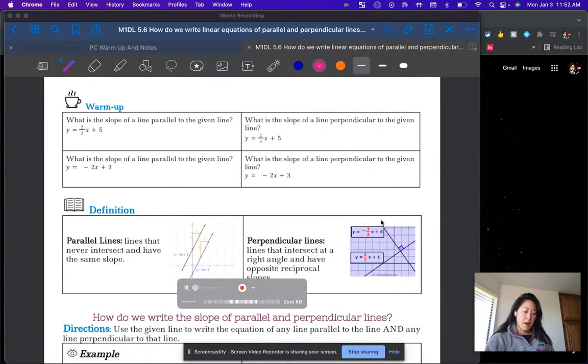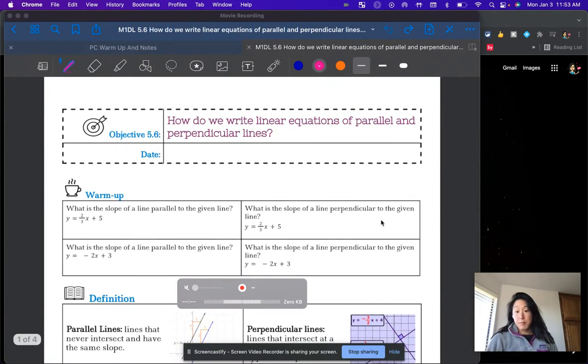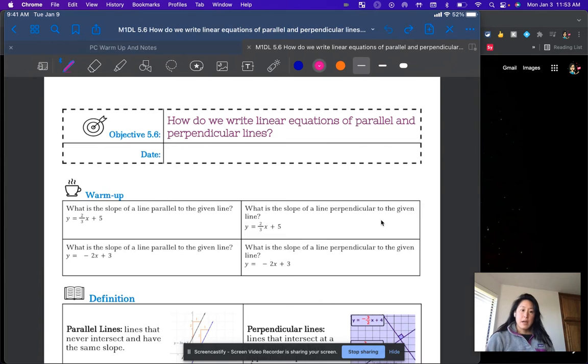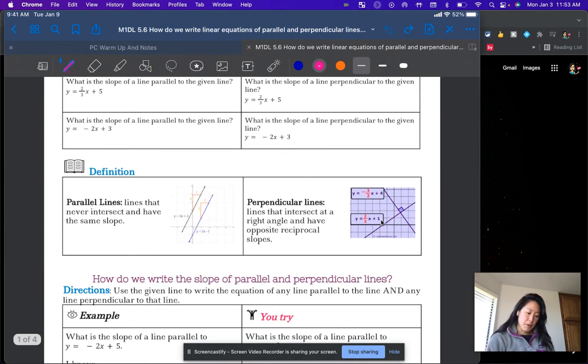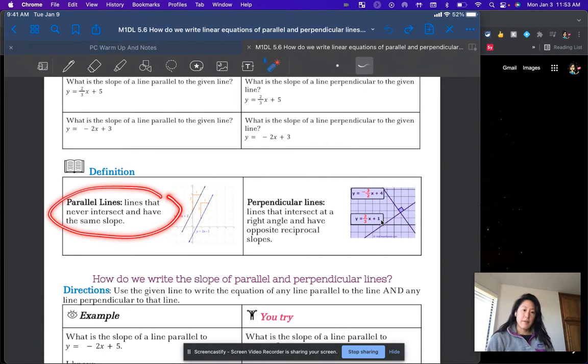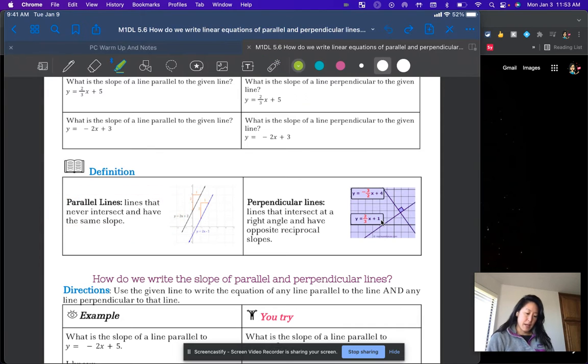Today we're learning about writing the equations of parallel and perpendicular lines. So first off, remember that parallel lines never intersect and they have the same slope, okay? Perpendicular lines intersect at exactly 90 degrees, which is a right angle. And their deal is that the lines have opposite reciprocal slopes. So let's take a look at what that means.